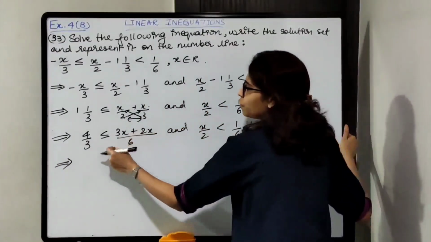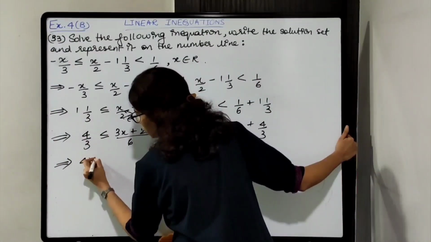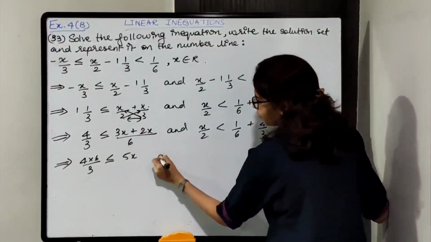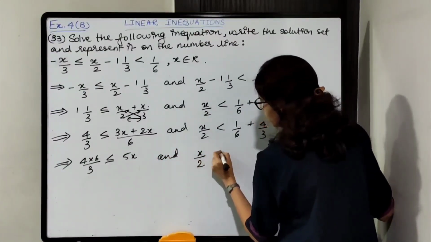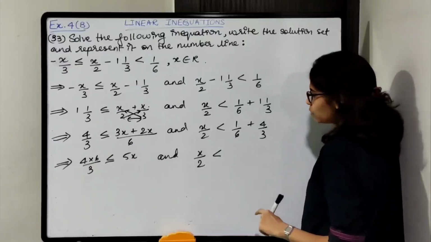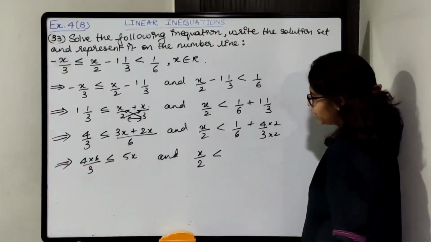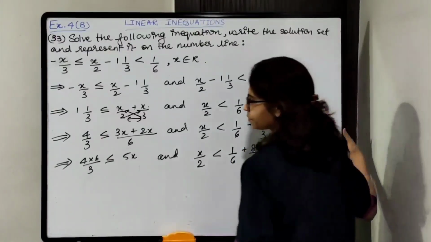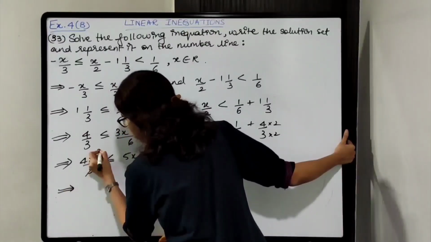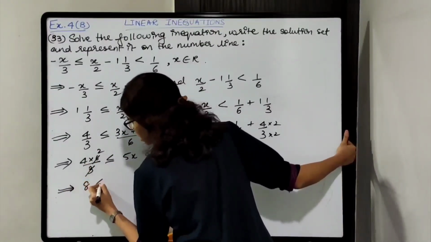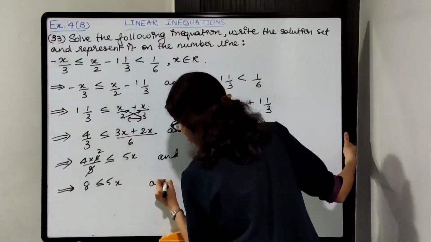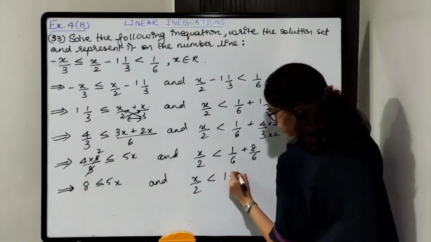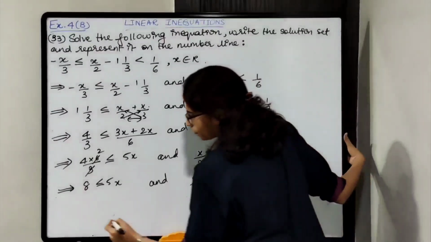So shifting 6 on the other side, so 4 into 6 upon 3 is less than or equal to 5x, and over here x by 2 is less than, taking LCM, so multiply by 2 in both numerator and denominator, so 8 by 6 हो जाएगा, over here 3 2s are 6. So 4 2s are 8 is less than or equal to 5x, and over here we are getting x by 2 is less than 1 plus 8 by 6, that is 9 by 6 हो जाएगा.